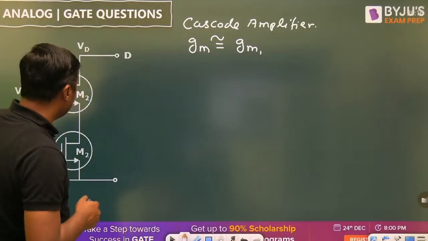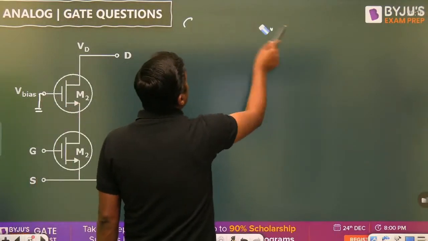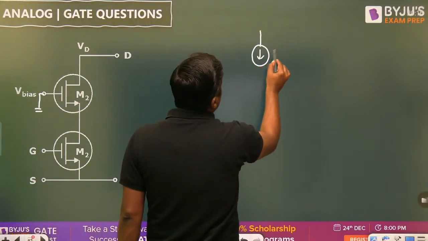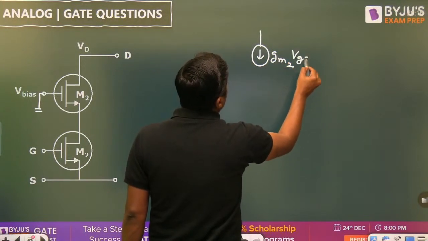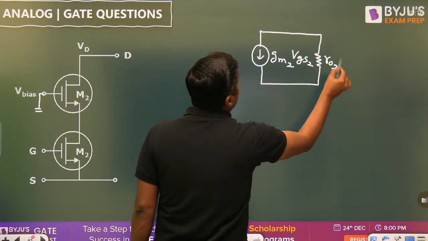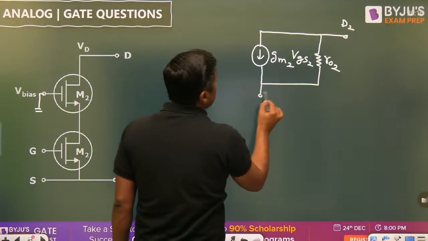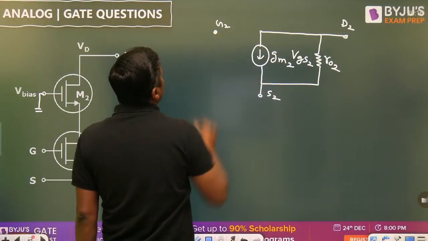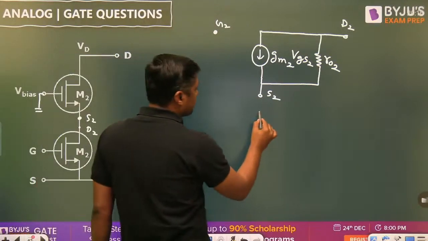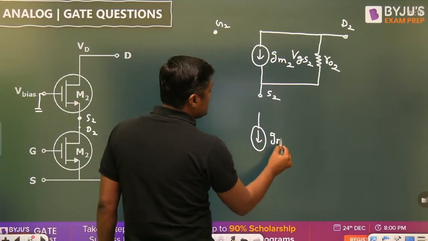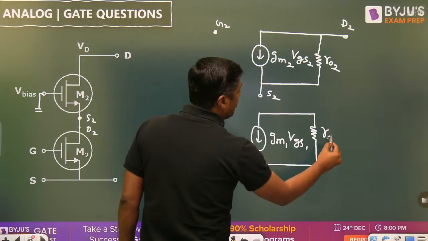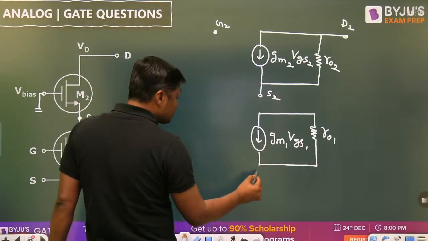Now, what is the small signal model? When a small signal model is required, simply this is the small signal model. You can directly draw GM2, VGS2, R02. This is the drain D2. This is the source S2. This is the gate G2. Now, its source S2 is connected to the drain of this. So again we will draw GM1, VGS1, R01.